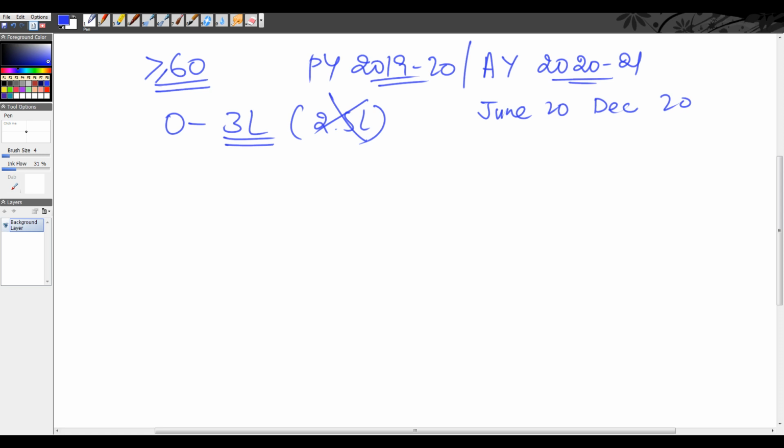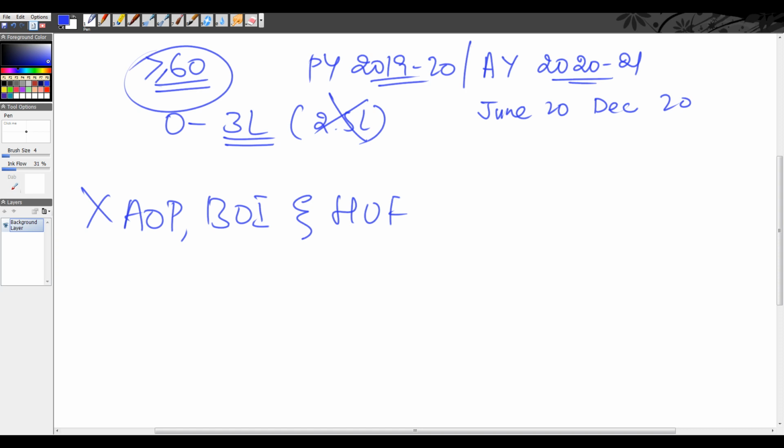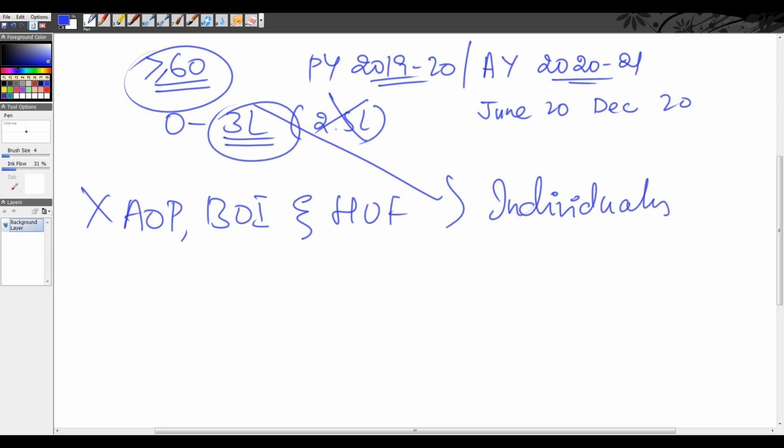So this 60 or the next slab, which is 80, is not applicable for AOP, BOI, that is Association of Persons, Body of Individuals, and Hindu Undivided Family. In these instances, this age limit will not be applicable. This is applicable only for individuals. Only for the individual, this slight relaxation is there when it comes to the basic slab. So otherwise, for AOP, BOI, and HUF, the one which we just now saw is applicable. That is 0 to 250, 250 to 5, 5 to 10, and above 10.